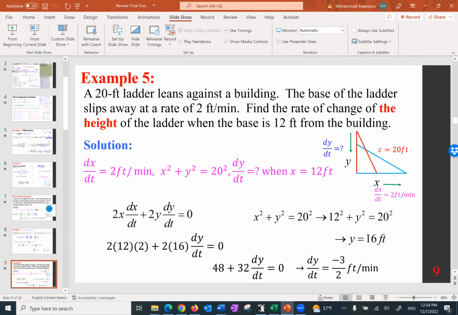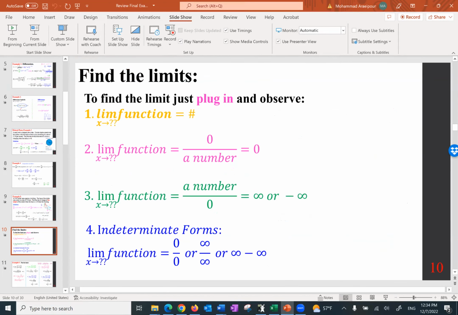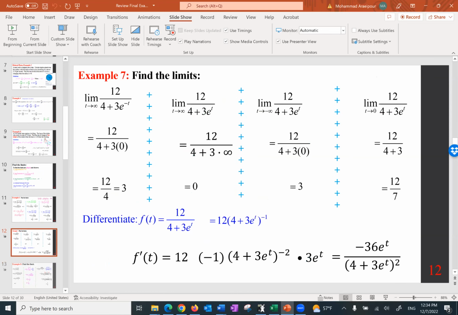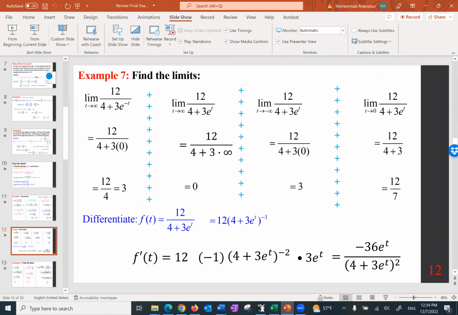We have to draw the drawing to help us see what the variables are. When we want to find the limits, in short, plug in and observe. For a rational expression, try to simplify, meaning if you can, factor and put it in lowest terms before you move on. Exponential format, how we deal with them when we want to find the limits.